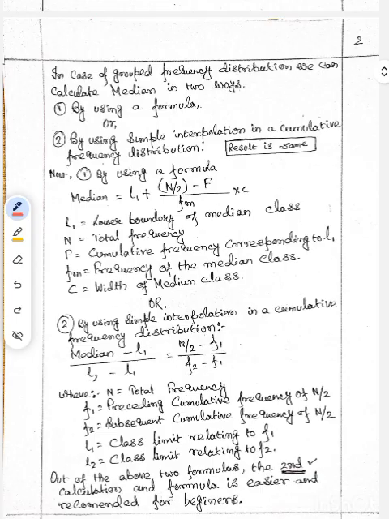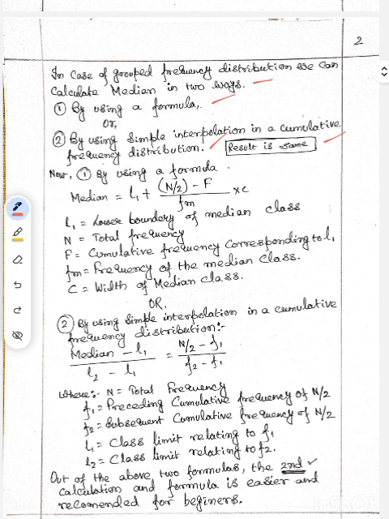In case of a grouped frequency distribution, we can calculate the median in two ways. So what are they? By using a formula, and by using simple interpolation in a cumulative frequency distribution. The procedures are two different ways, but the result is the same in both cases.